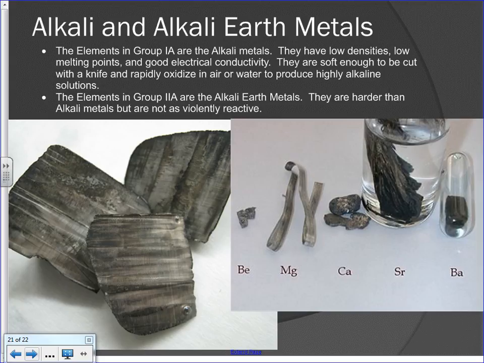Alkali and alkaline earth metals. These are the ones I was telling you about, the first two columns of the periodic table. Highly reactive metals that are soft and silvery and gray. I think this is actually potassium here. Beryllium, magnesium. You can see they all look similar. Some of them have to be stored in other materials so that they don't react with anything.